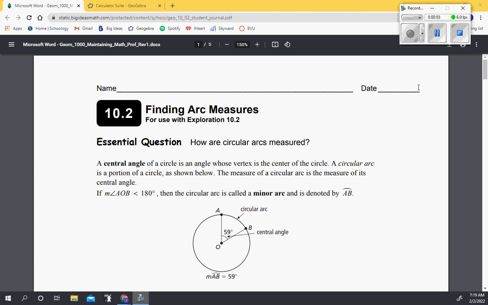Lesson 10.2, we are finding arc measures. Now, the word arc, I'm sure you could guess on a definition of what an arc is. So right now I'd like you to just think about, what does that mean? Arc. Think about arc.